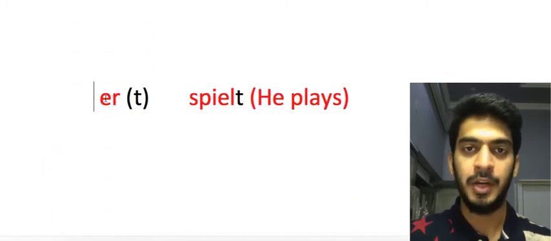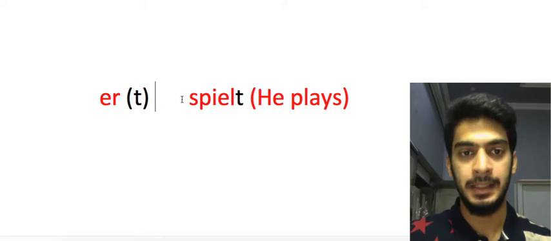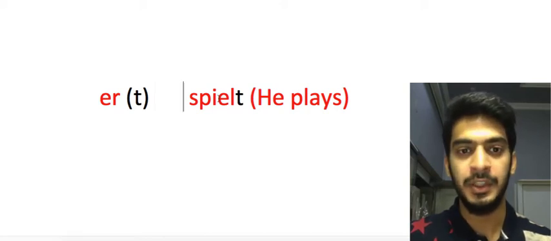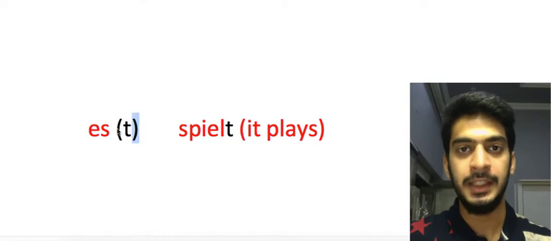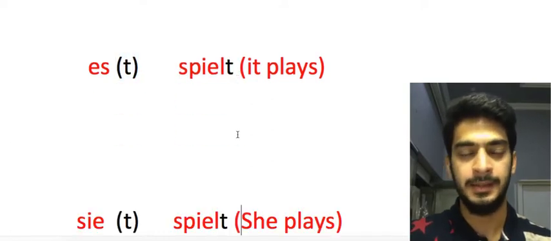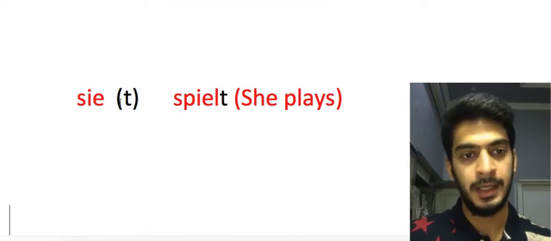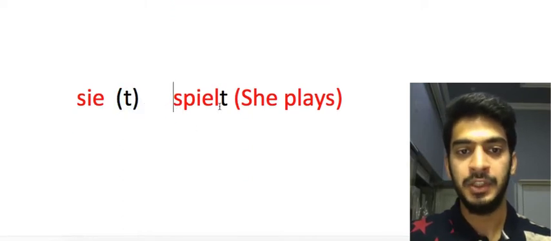Then the pronoun er has the ending t, which is added to the verb stem spiel. We get er spielt, he plays. Then es, again we have the ending t. We get es spielt, it plays. Sie, again ending t, verb stem spiel, then ending t, she plays.